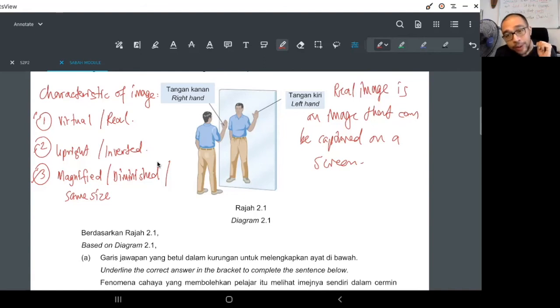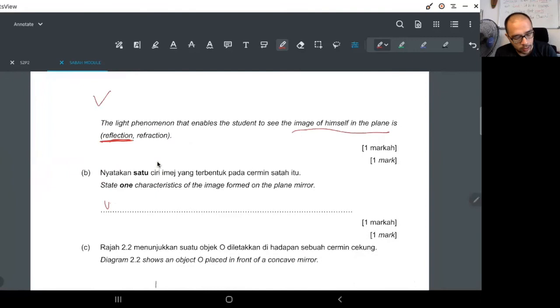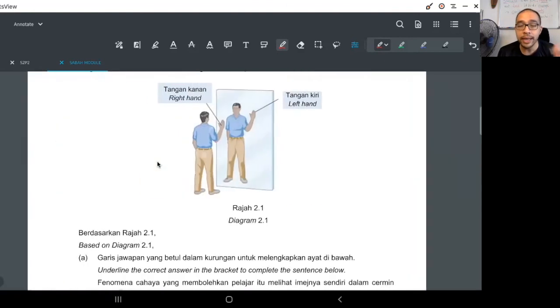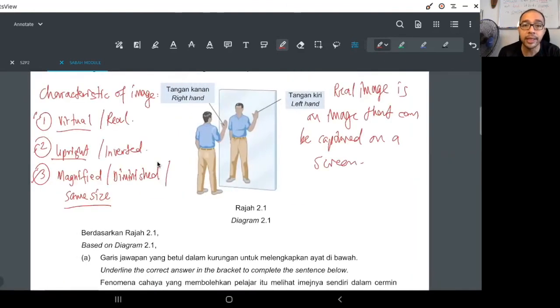So for a plain mirror, there are these three. It will be virtual, it will be upright, and it will be the same size. So you can write this: virtual, upright, same size. Either one, you don't have to write all three. Don't be so greedy, write all three for what? If they ask for one, give one. Don't give all three.